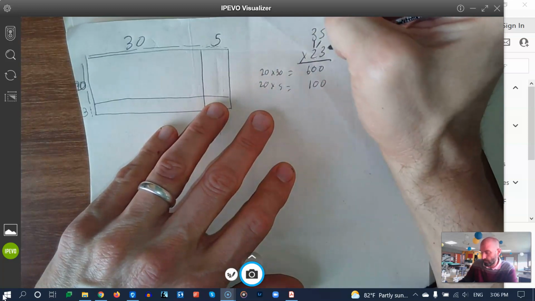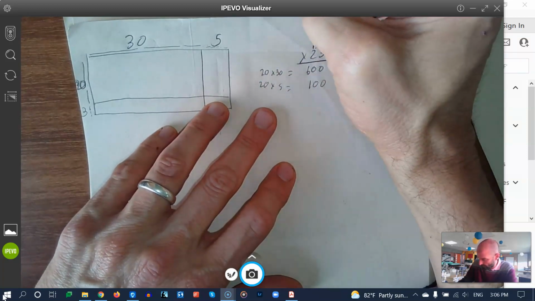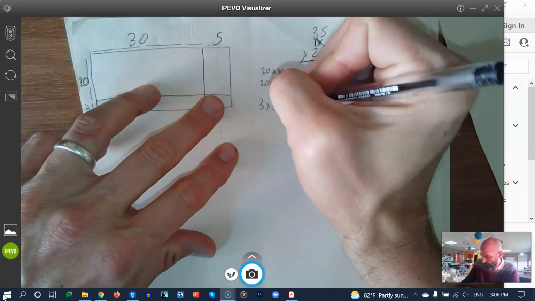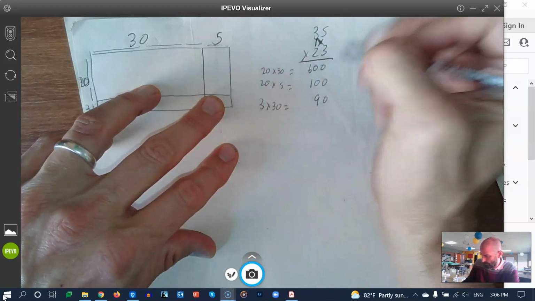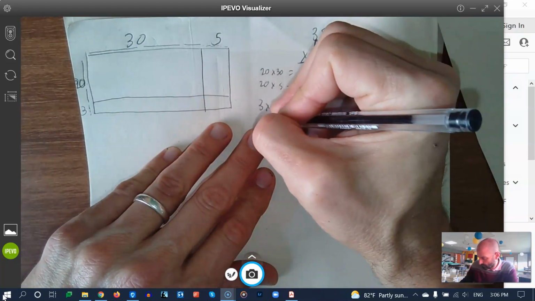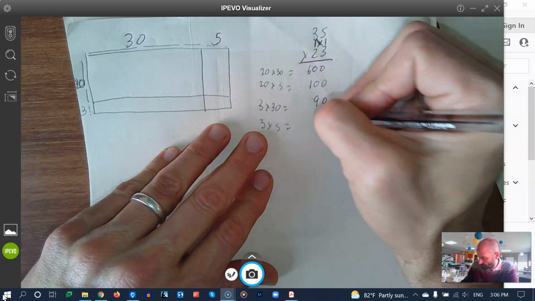Now we're going to do 3 times 30, which is here. It's 3 times 30, which is equal to 90. And then finally, we're going to do 3 times 5, which is equal to 15.